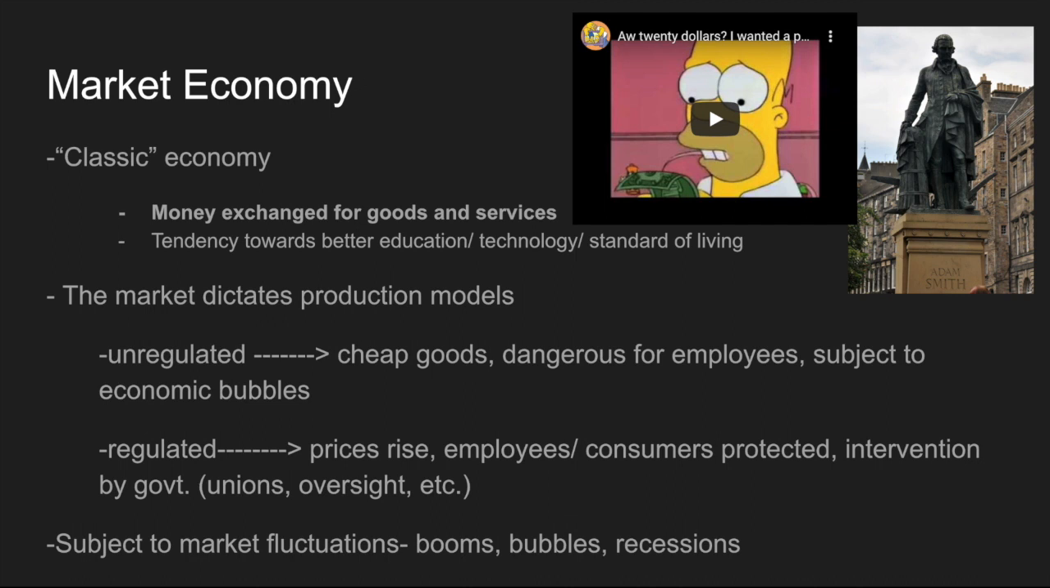The government is going to stay out of that, and they're basically going to be like, cool, cheap goods. If somebody gets hurt because the battery in that fidget spinner explodes, too bad for them. Somebody gets hurt at work, oh well, hire somebody else.